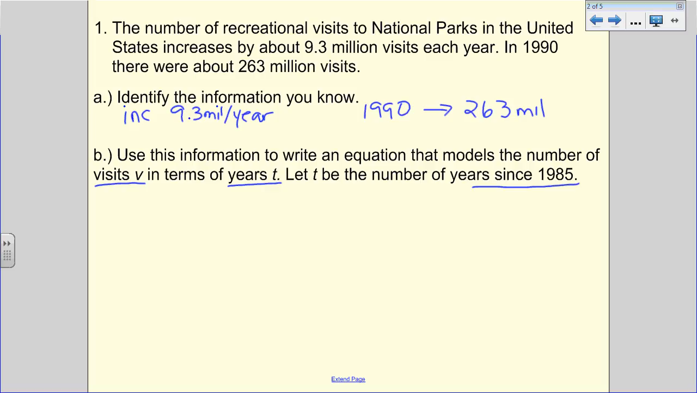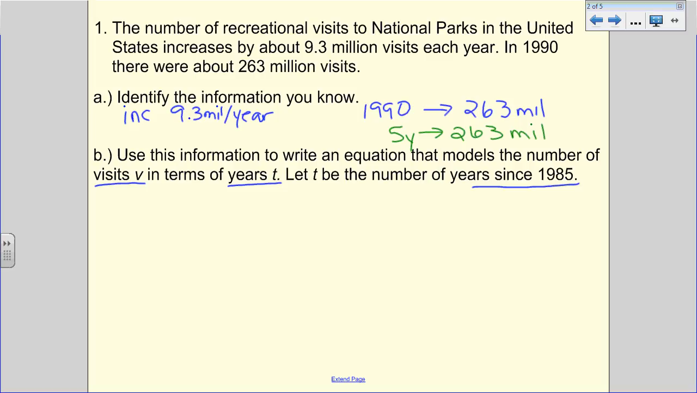This is important because now I know 1990 isn't my starting point, is it? 1990 is one of my years. Well, how many years has that been since 1985? How would you figure that out? They want us to start in 1985, and we're in 1990. So how many years have passed? How would you calculate that? People are doing 5. You just subtract, right, guys? It's either counting or subtracting, one of the two. So I know that at 5 years, we've gone up to 263 million visitors.